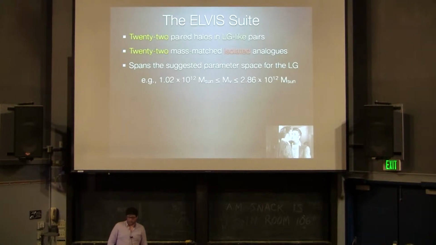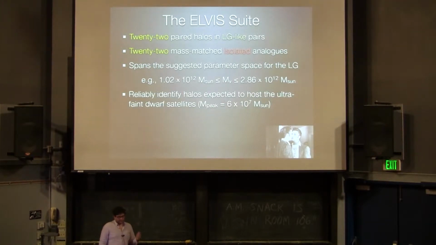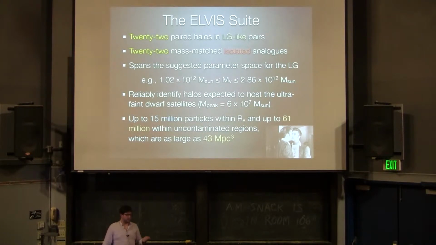So for example, the individual virial masses vary between about 10^12 and about 3 times 10^12. We have enough resolution to reliably identify all the halos that we would expect to host the ultra-faint dwarf satellites, which means that within the virial radius we have about 15 million particles. And since we've taken pains to resolve the region outside the virial radius with high-resolution particles as well, we have up to 61 million such particles in our uncontaminated volume, which can be as large as about 43 cubic megaparsecs.